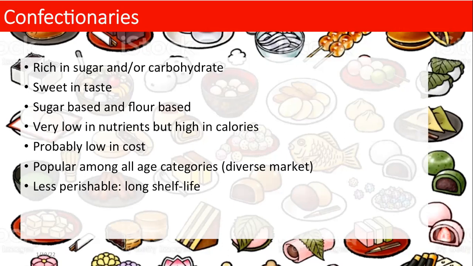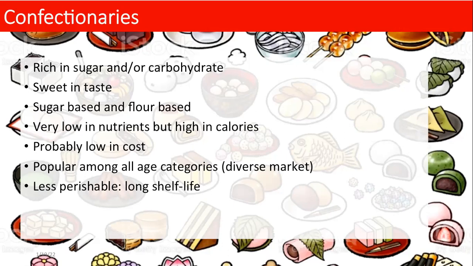Comparing to the other types of food products, maybe bakery products, the price of pizza is more than 1,000 rupees. But with confectionery, you can get a lot. And the taste is basically a sweet taste, but nowadays we have confectionaries with different tastes.